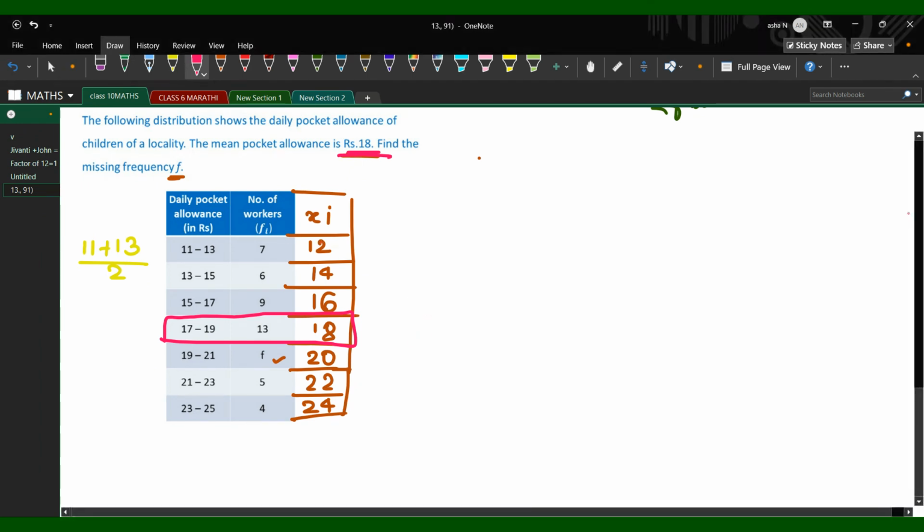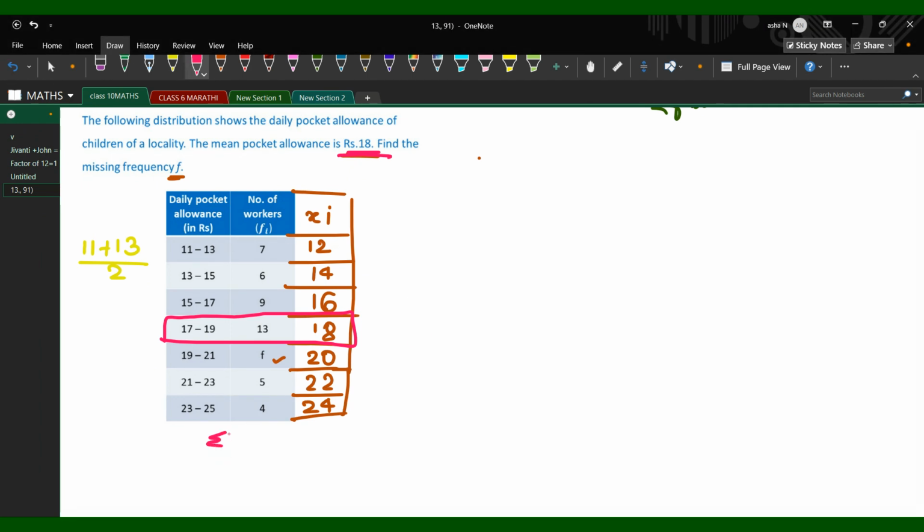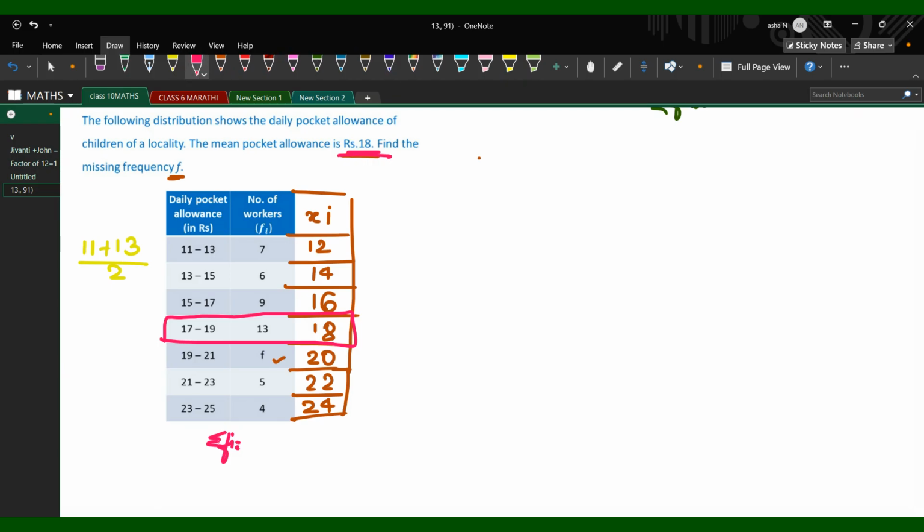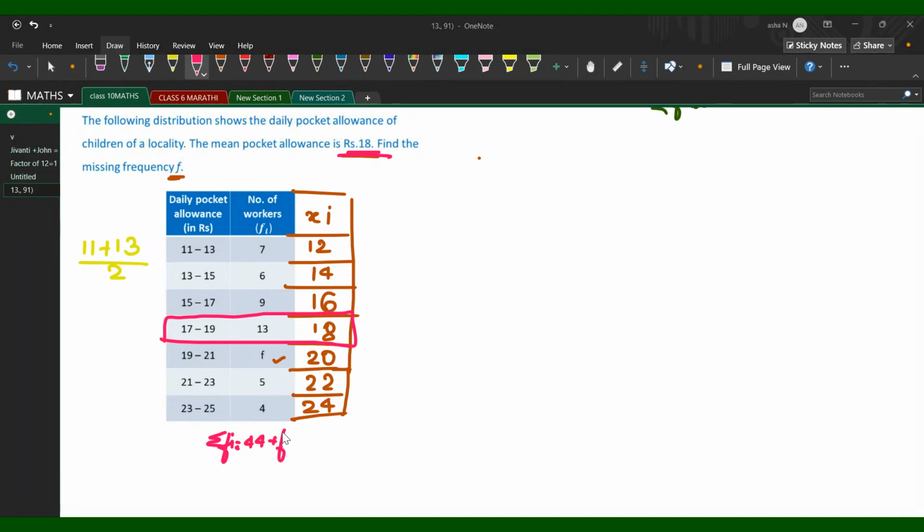So what will be the sum of f_i? 7 plus 6, which is 13. 13 plus 13, 26. 26 plus 4, 30. 30 plus 9, 39. 44. Okay, 44 plus that f. This is clear. f only we have to find out, na? That is the whole story here.